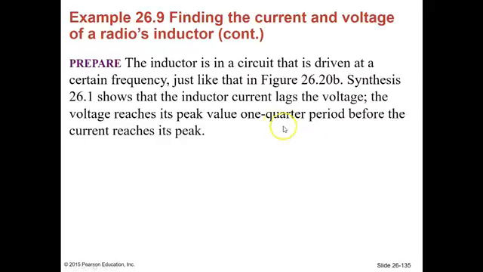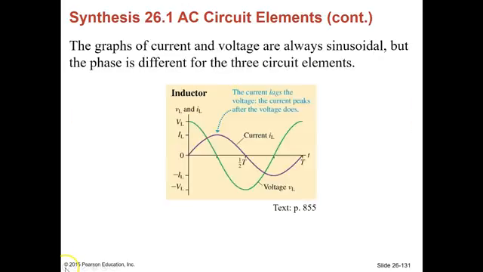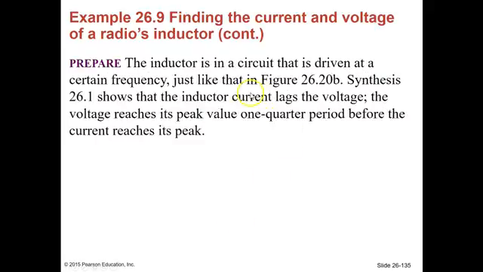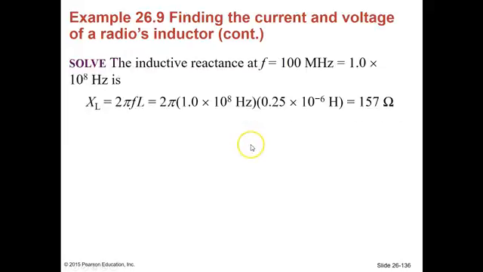So let's go ahead and we see that the inductor in the circuit is driven at a certain frequency. So we had that figure that we looked at, the synthesis figure that we saw earlier. So let's go back to it. Is this one. Oops, for an inductor. So here's our synthesis. We see that they're off by about 1/4 of a wave. And so that's what they're talking about here. When we see the inductor current lags, the voltage reaches its peak 1/4 period before the current does. So that's what they're essentially meaning by lag.